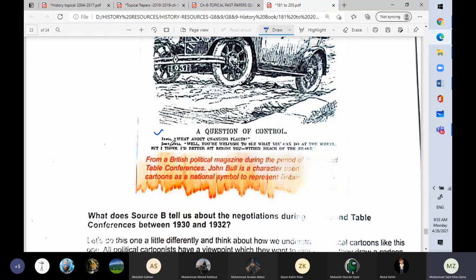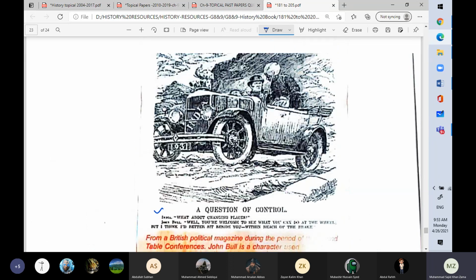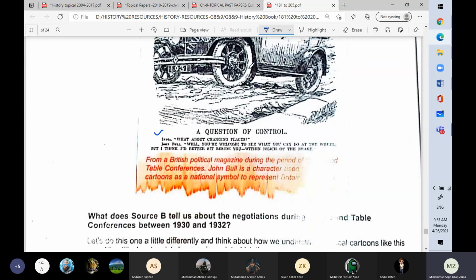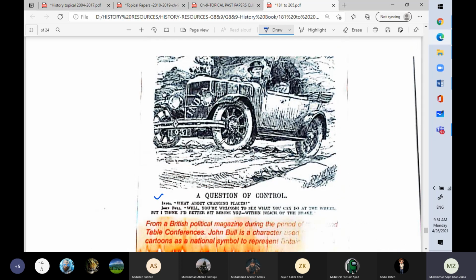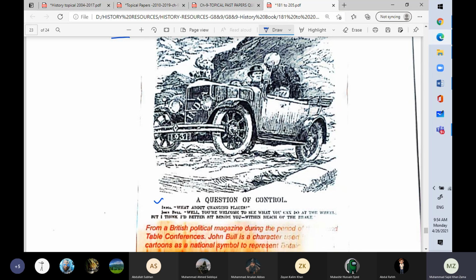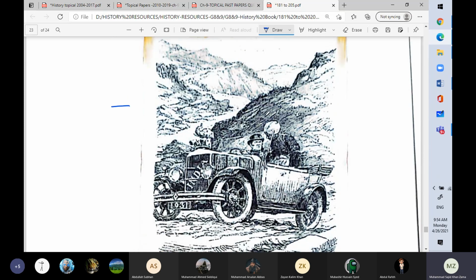So this is India. What about changing places? This Indian is saying to this John Bull, well, you are welcome to see what you can do at the wheel, but I think I'd better be within reach of the brakes. So it means that the Indian wanted control here, and the British were reluctant to hand over. He just says fine, but he is not yet ready to hand over. So this is the source in detail.